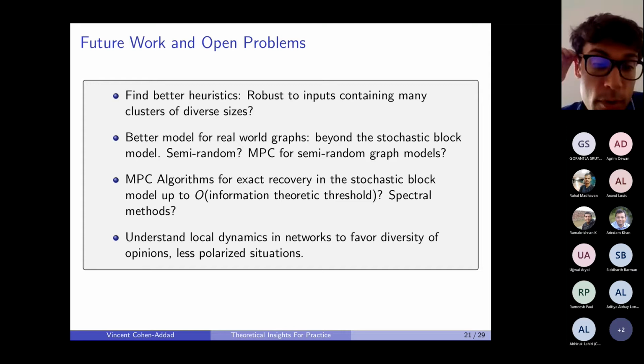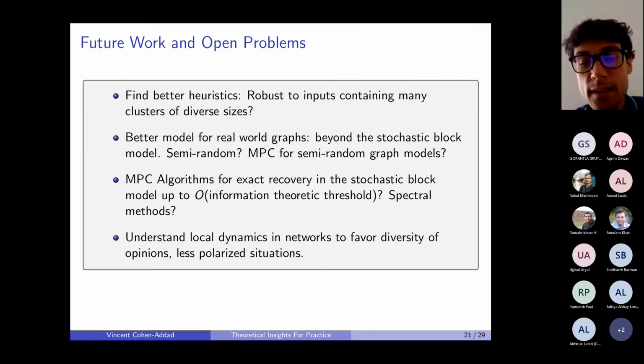And then understand these local dynamics in networks. Maybe we want to design heuristics such that we end up in a less polarized situation, or make sure that opinions are exchanged a little more. It's not clear that this is helpful, but I'm saying it's a nice direction that we can follow up on.